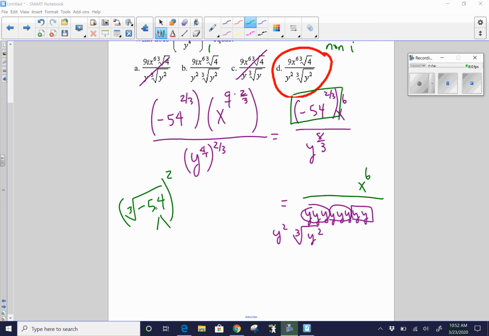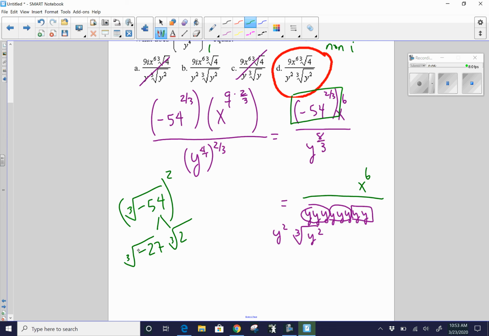So I'm looking for numbers that multiply to give me 54. So I know that 27 definitely comes out, and 27 times 2 is going to give me 54. So I'm going to put this negative sign along with that 27. So I'm going to do the cube root of negative 27 and the cube root of 2. So I know that 3 is the cube root of 27, right? So 3 times 3 is 9, times 3 is 27.